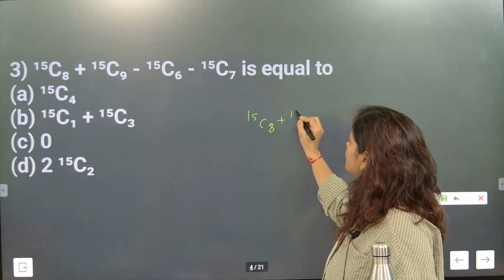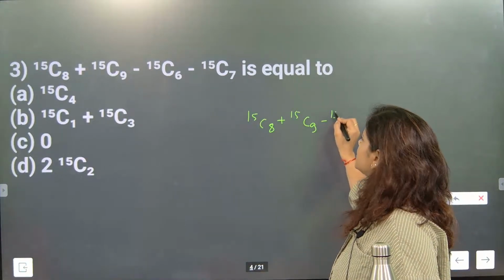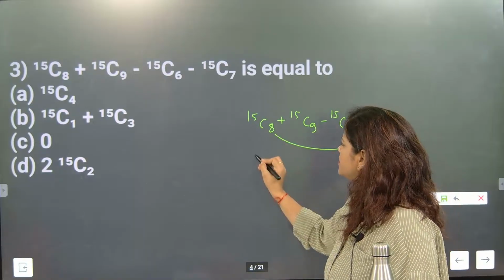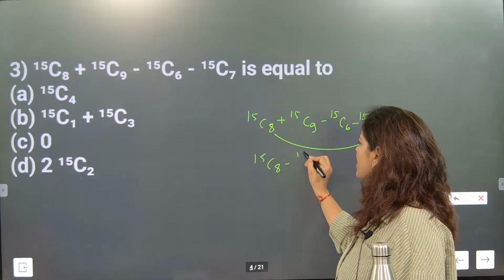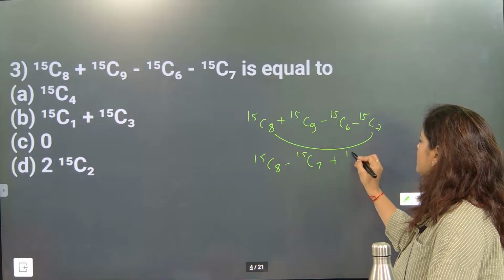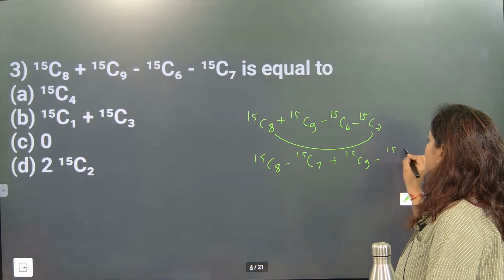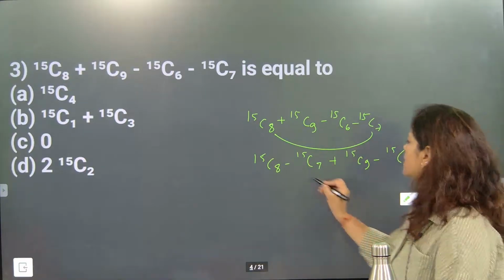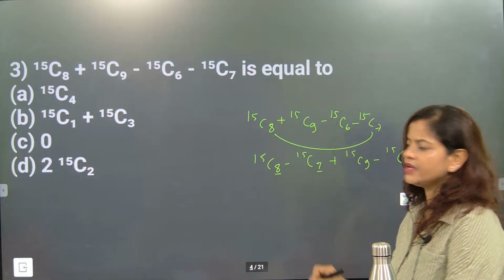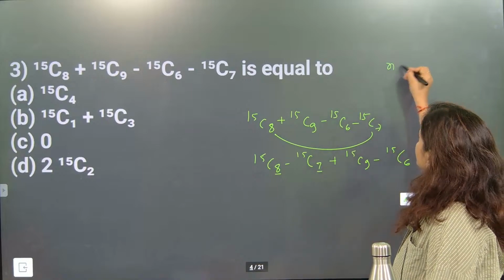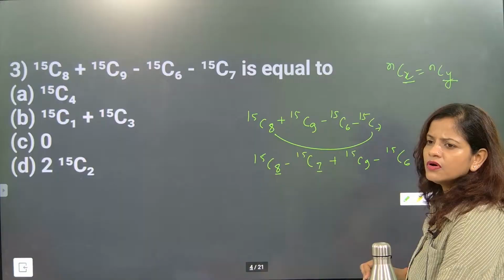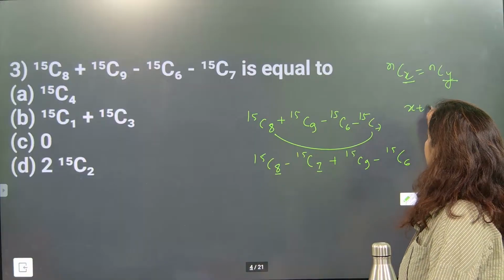15C8 plus 15C9 minus 15C6 minus 15C7. First you take these two together, 15C8 minus 15C7. Okay, next you take this together, 15C9 minus 15C6. Done. Now adding these two is giving you 15. 8 plus 7, 15. So here what is the formula? Given nCx is equal to nCy, then these two should sum to n. So x plus y is equal to n.